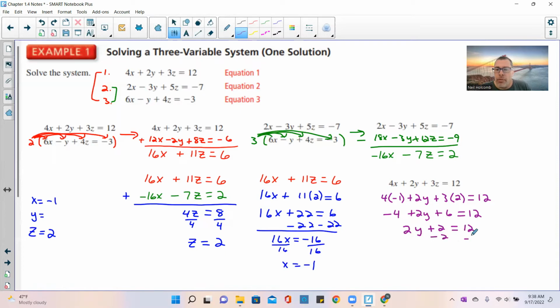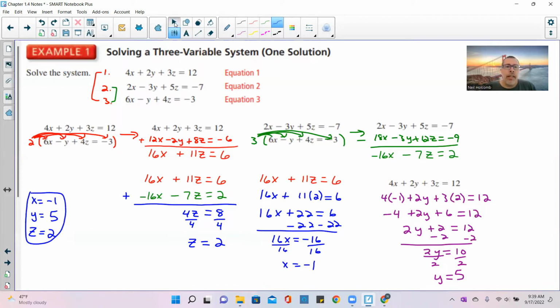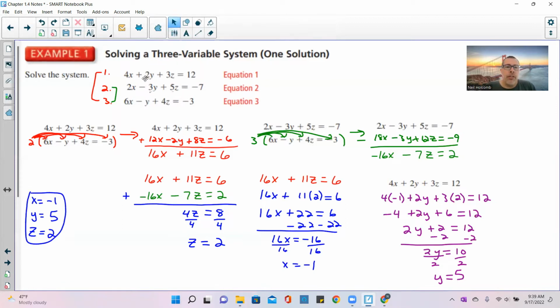Subtract 2, and I get 2y equals 10. Divide by 2, y equals 5. Okay, so I found y to be 5. So here are my 3 variable values. Before I confirm this, I want to check it in any one of these 3 equations.